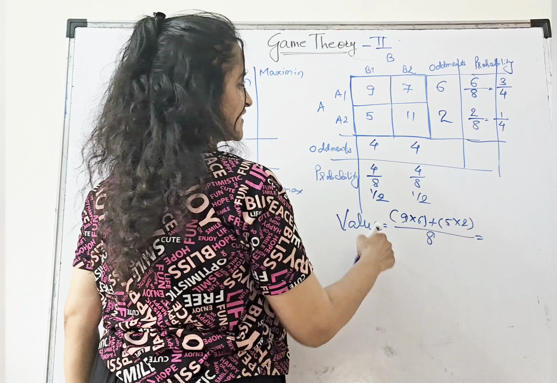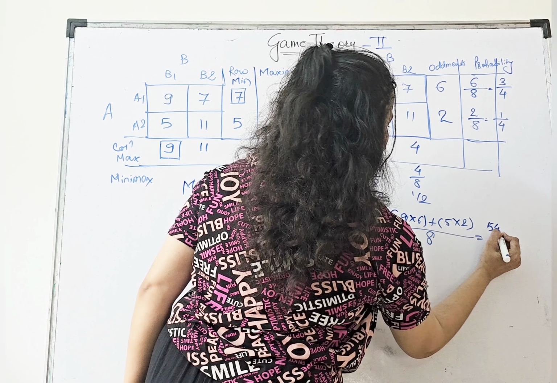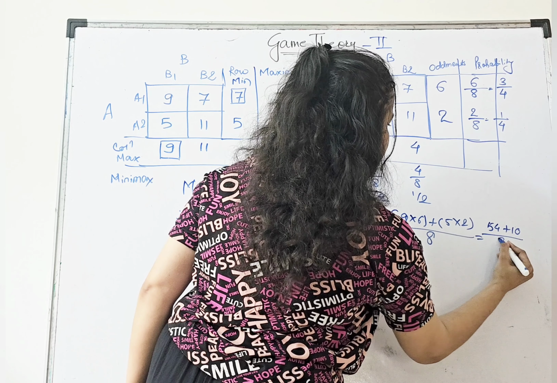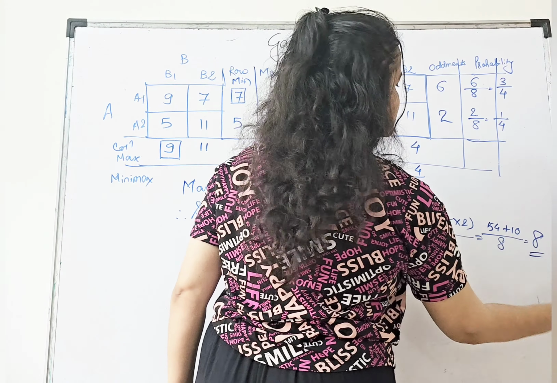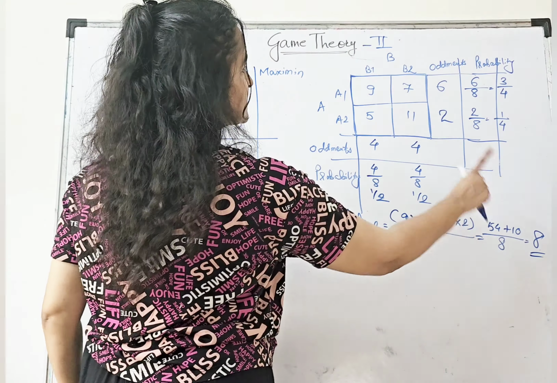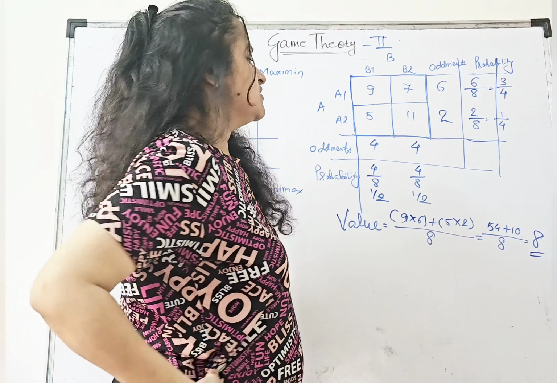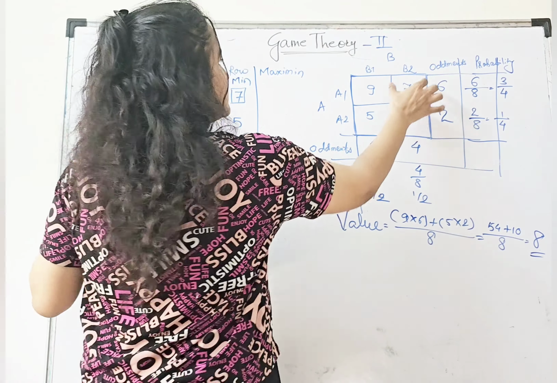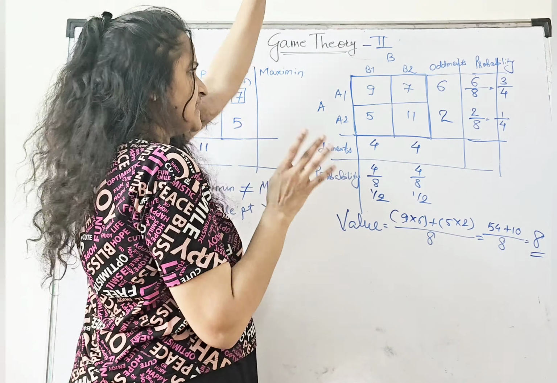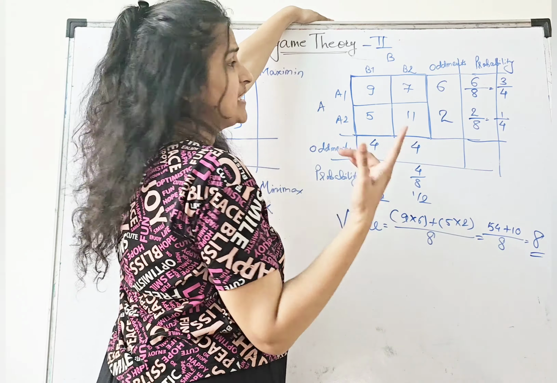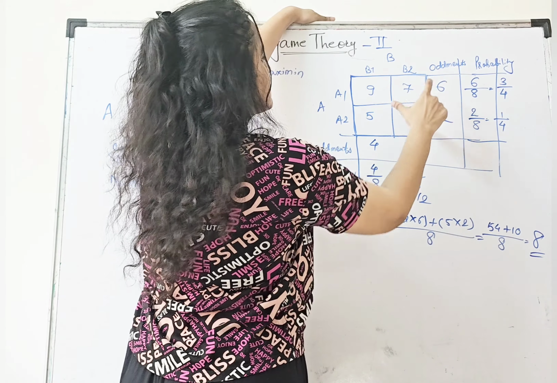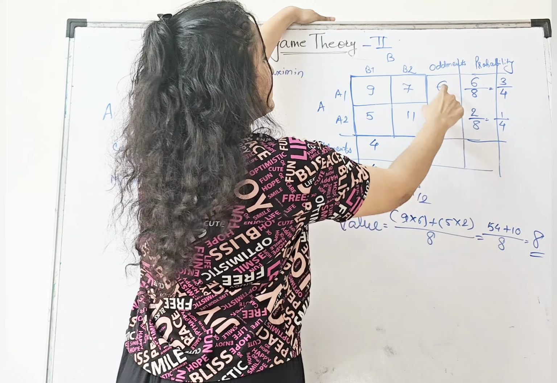If you solve this, it gives you 54 plus 10 divided by 8. So 64 divided by 8, 8. Correct? Answer is 8. So value of this game is 8. Yes? So you can do it with this second column also. You will get the same answer: consider the second column and the corresponding augments, meaning 7 into 6 plus 11 into 2 divided by 8.